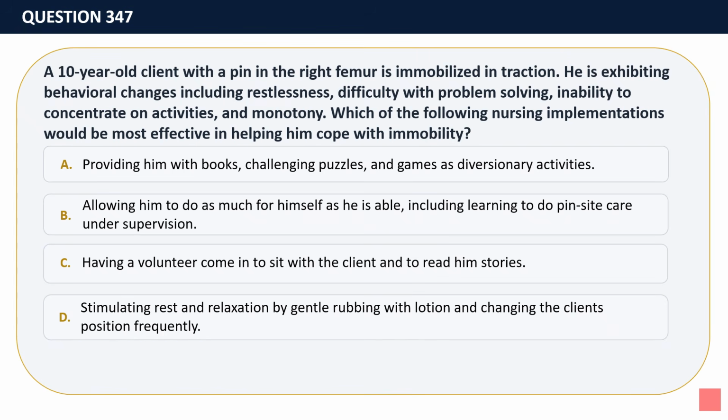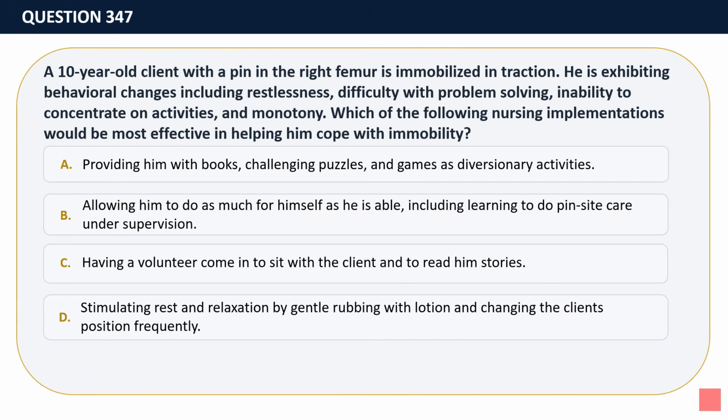Question 347. A 10-year-old client with a pin in the right femur is immobilized in traction. He is exhibiting behavioral changes including restlessness, difficulty with problem solving, inability to concentrate on activities, and monotony. Which of the following nursing implementations would be most effective in helping him cope with immobility?